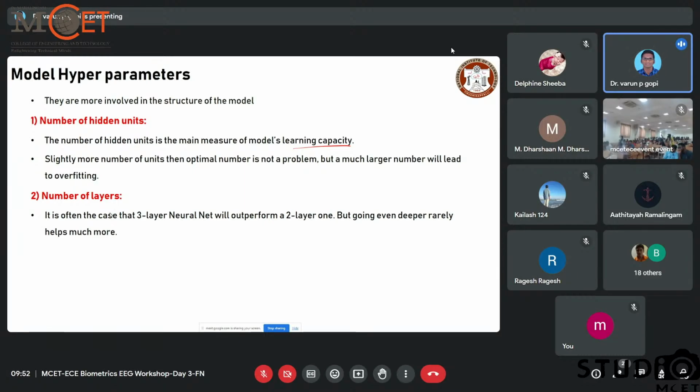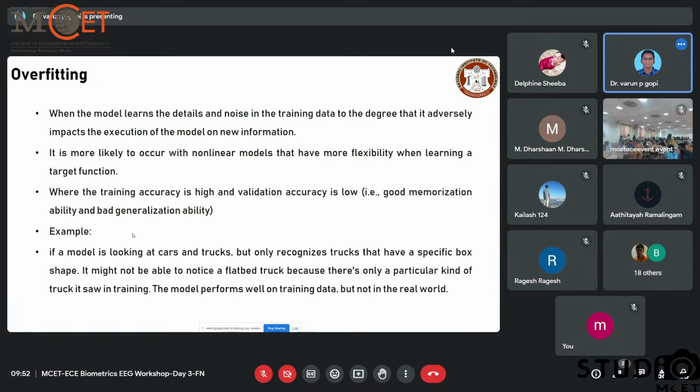The number of layers. It is often the case that a 3-layer neural network will outperform a 2-layer one, but going even deeper rarely helps much. So for example, I am going for a classification task with the 2-layer one, and I'm not getting the result I expected. I'm going for a 3-layer, and I'm getting a good result. But that doesn't mean that if I go for 4-layer or 5-layer, it will give a much better result. So we need to fix the number of layers by using experimentation.